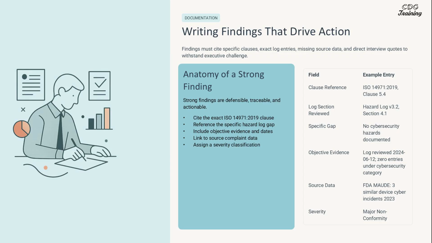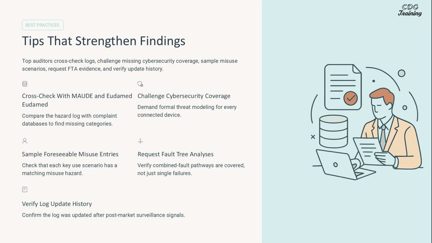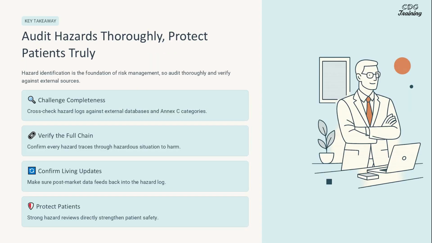Auditors must cite specific clauses, exact log entries, and direct interview quotes to support their conclusions. Top auditors enhance findings by cross-checking logs, challenging cybersecurity coverage, and verifying update history, ensuring robust and reliable hazard audits. Thorough hazard auditing is essential for patient protection. Auditors must challenge completeness, verify the full chain, and confirm updates to safeguard against risks.